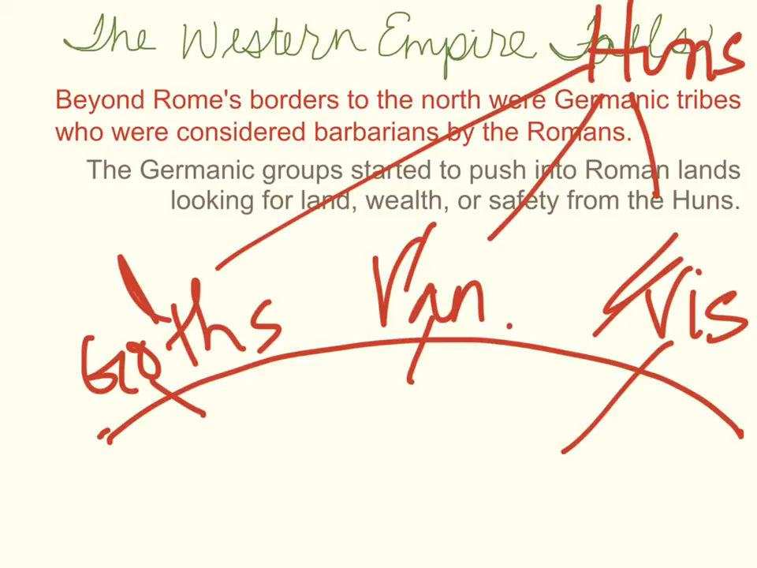These Germanic tribes are called barbarians by the Romans because they didn't look like them. They're hairy, stinky, smelly. They eat food with their hands. They look crazy. They are looking uncivilized. They were probably pretty civilized, but maybe not to Rome's standards.